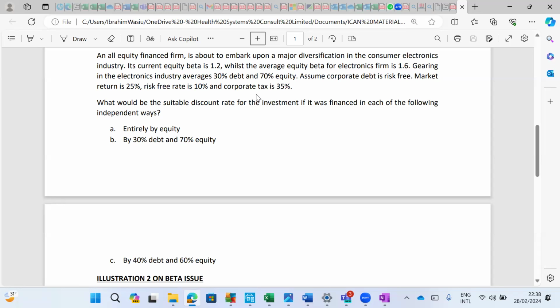But in B, after you have ungeared the beta equity of the project company, you still have to regear using your company's data, which is 30/70, before you now take it to step 4 to get cost of equity, then in step 5 you get your WACC. Exactly. So let's do that now. The first scenario is that if we have to finance this entirely by equity.